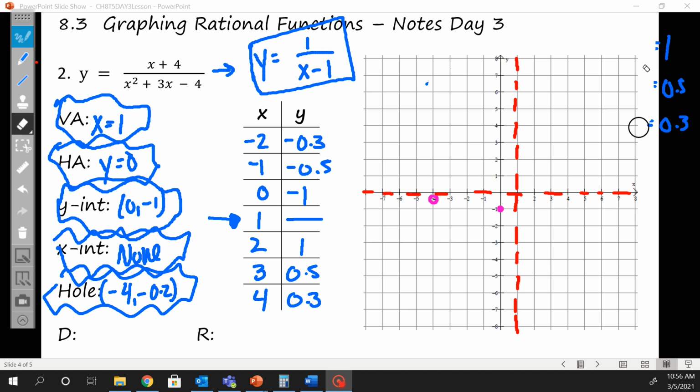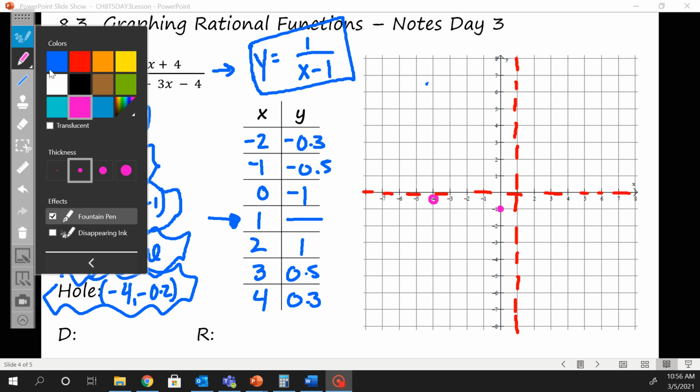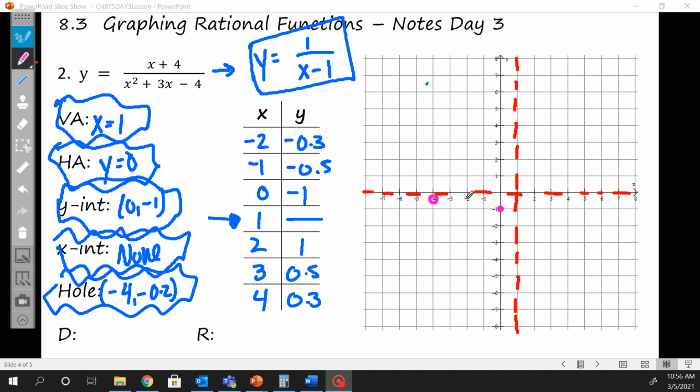All right, let me put these on my graph. So I got -2, -0.3, which is right here. -1, -0.5, which is right here. And 0, -1, which I already have. Let's see, 2, 1, which is right here. 3, 0.5, which is right here. 4, 0.3, which is right here. Okay, so I'm looking like this. Let's go ahead and connect these so I can get a sketch.